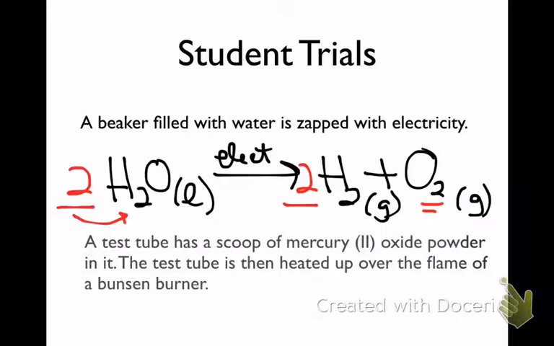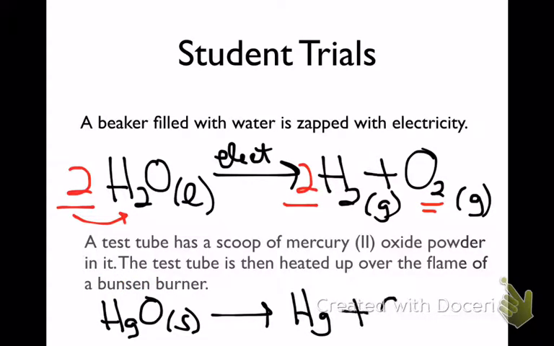Let's look at a second example of a decomposition. In this one, we are going to take some mercury 2 oxide powder and put it into a test tube. We're going to heat up that test tube. So the mercury 2 oxide, 2 plus for the mercury, 2 minus for the oxygen, so HgO, and of course it's a powder, so solid. Let's erase those charges. We're going to heat this up. It's a binary compound. That means it's going to break into its 2 components.